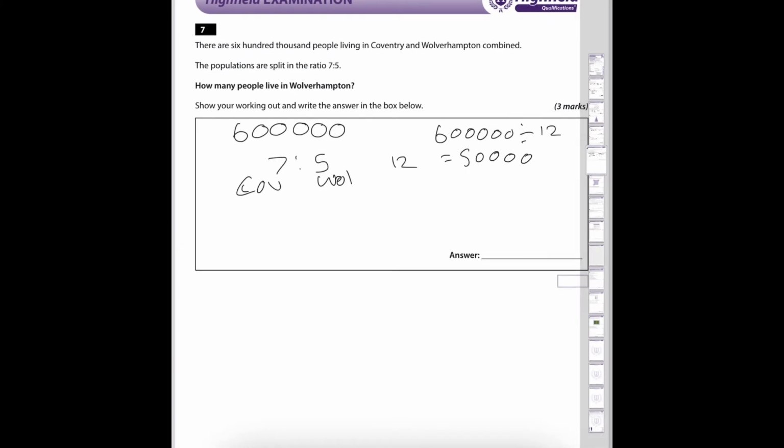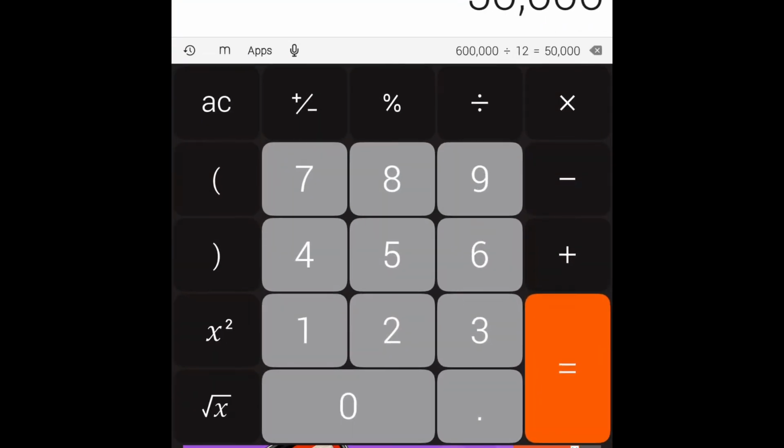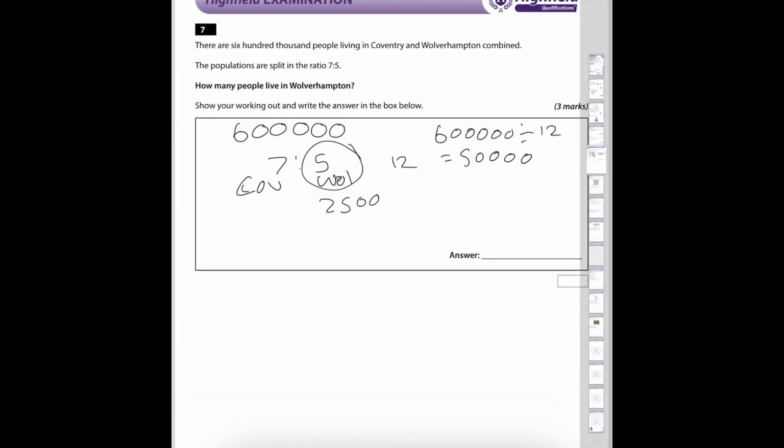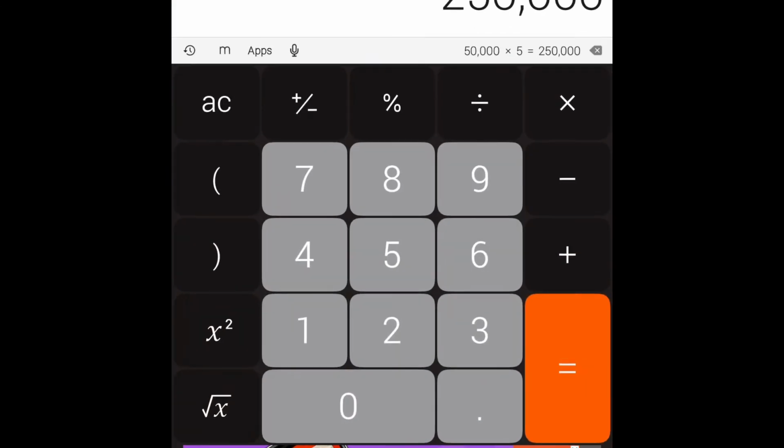Okay, so to get the 7 for Coventry, you'd multiply 7 by that, but we want to find out this one, this 5 of that ratio here. So 5 times 50,000, if you need the calculator, feel free, is 250,000. Now if you wanted to work out the 7 as well, just so you know you've got the calculation right, you could do 7 times 50,000.